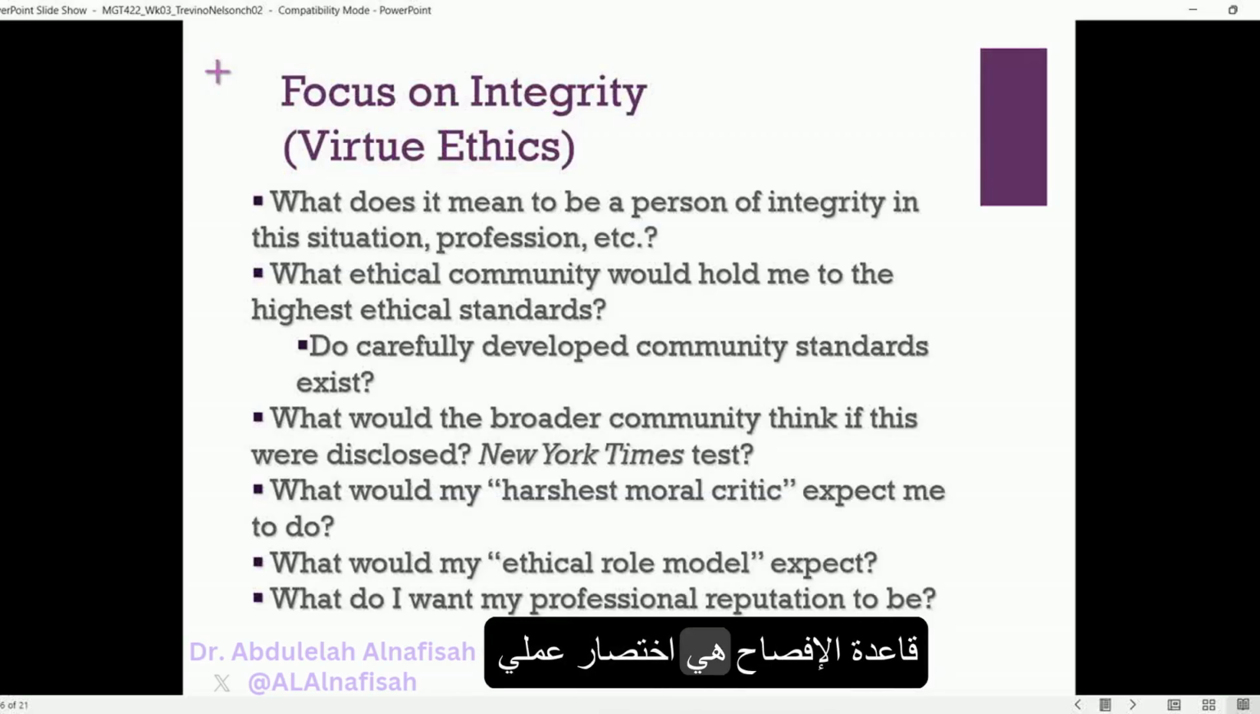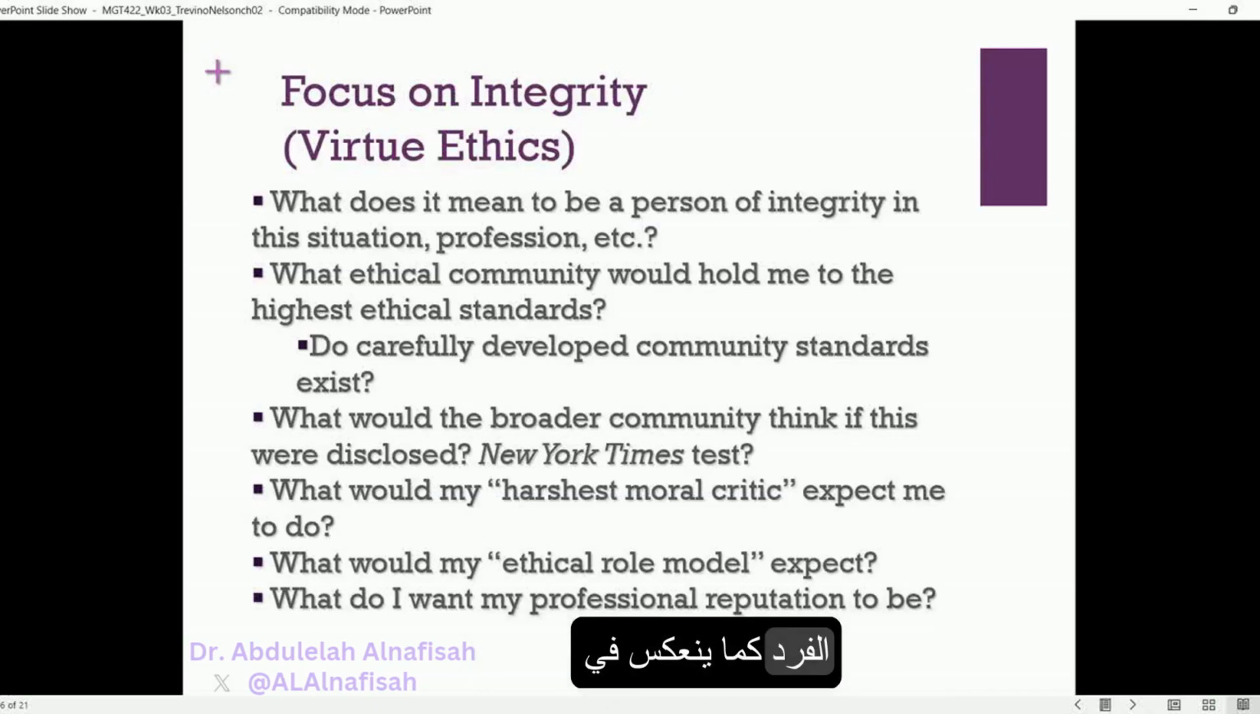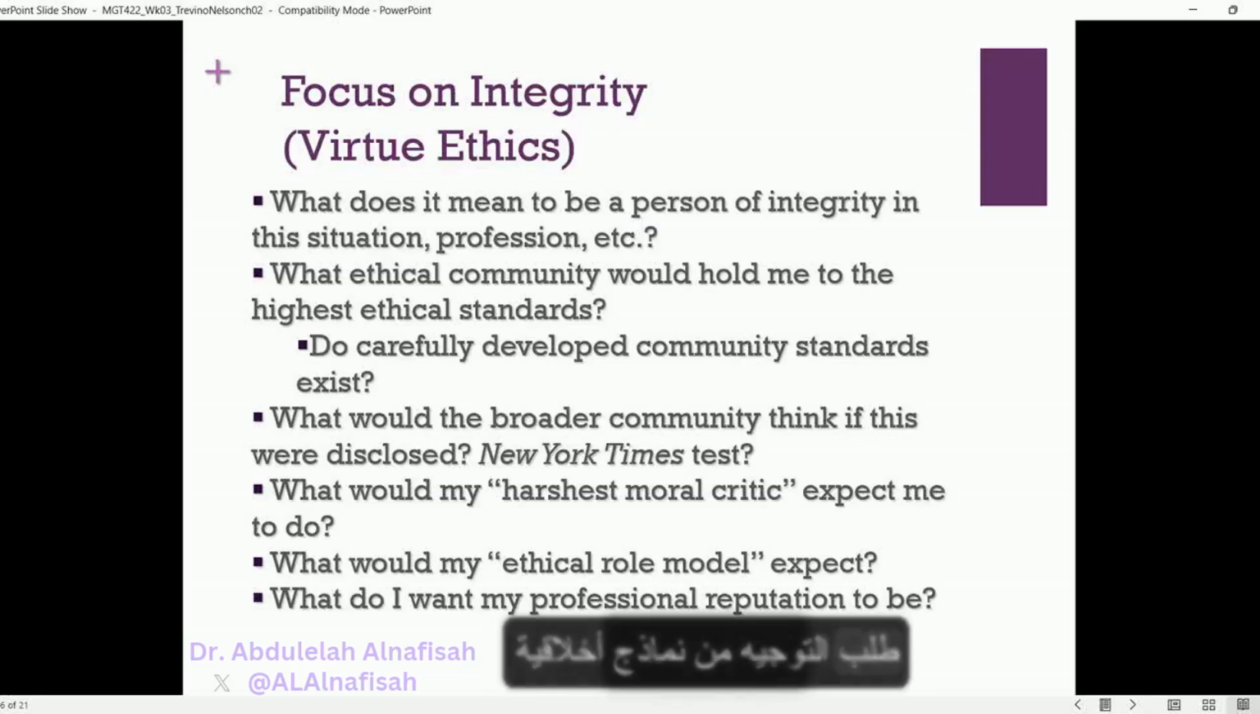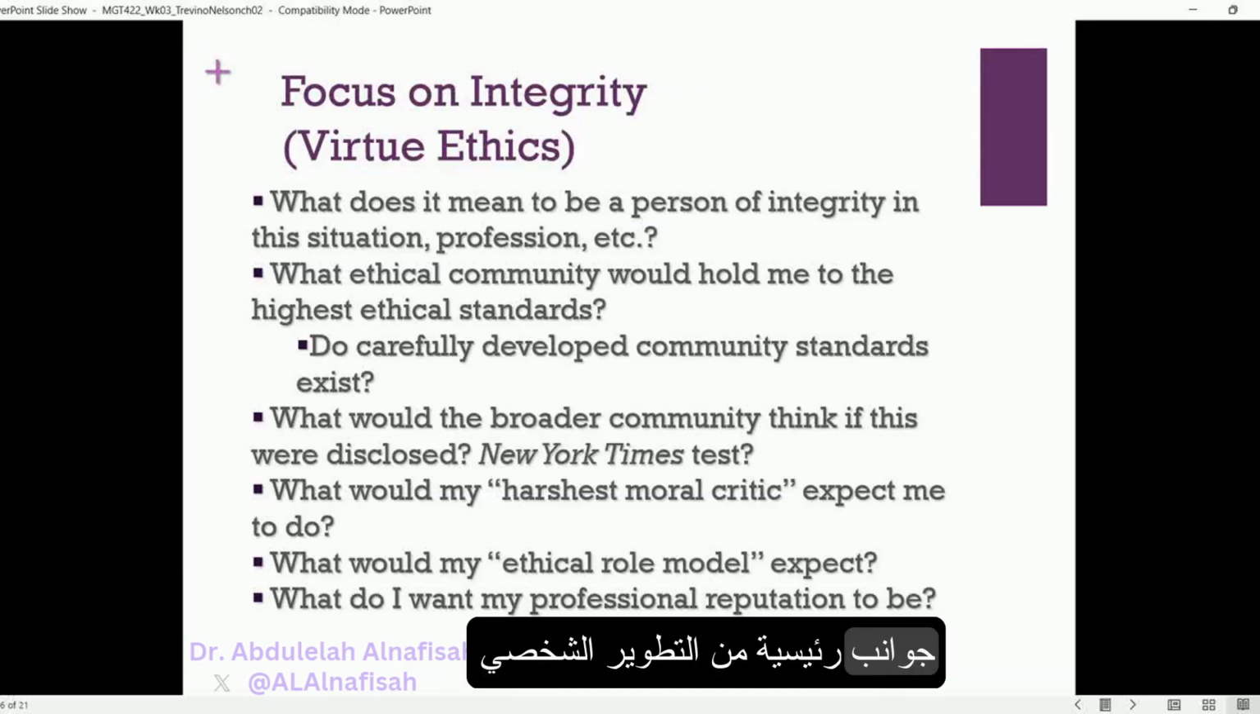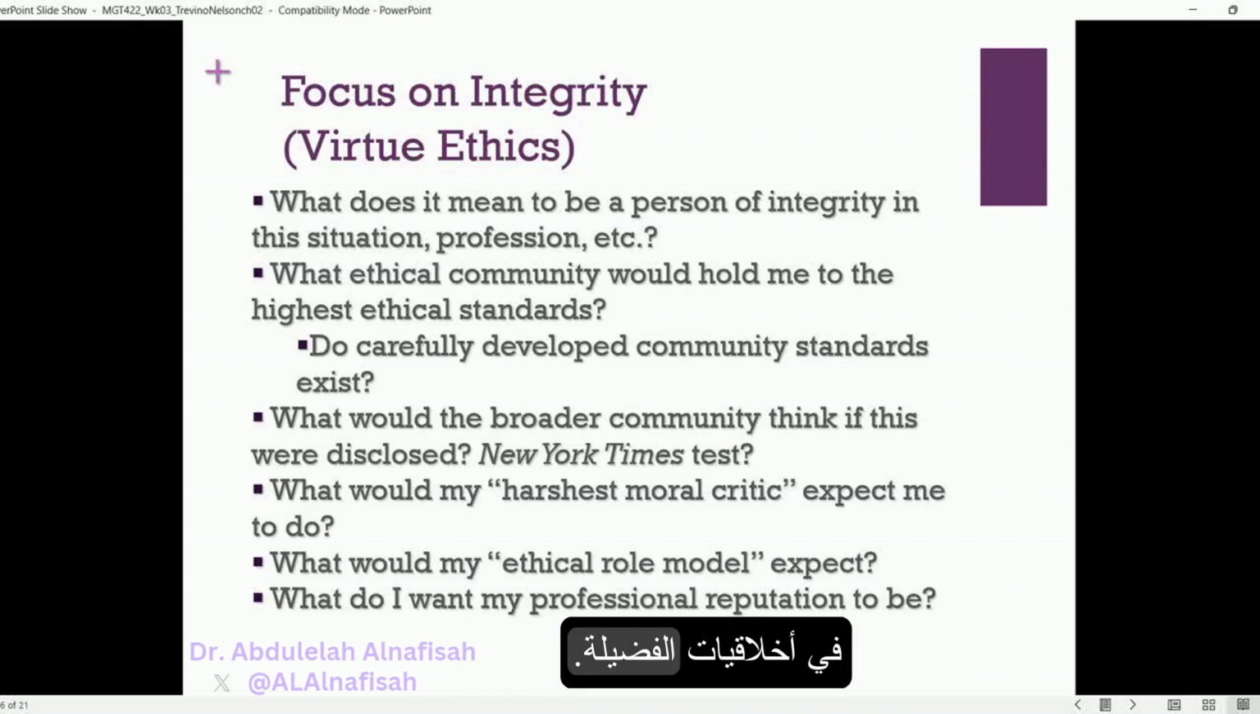The disclosure rule, a practical decision-making shortcut, involves considering how one's behavior would be perceived by the broader community, as reflected in media outlets. Seeking guidance from ethical role models and continuously developing one's ethical fitness through ethical decision-making practices are also key aspects of personal development in virtue ethics.